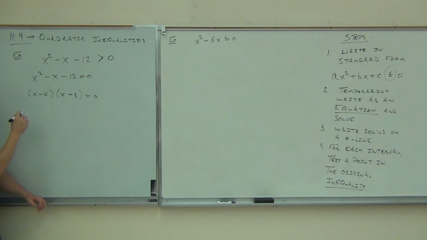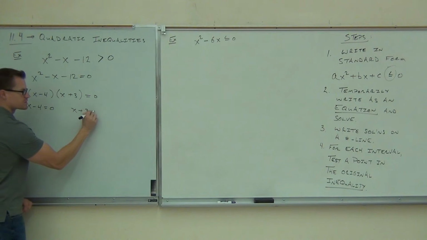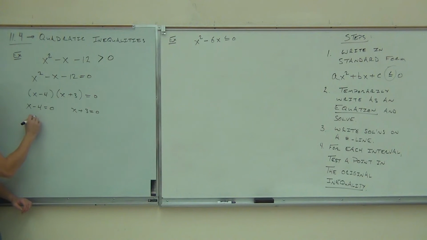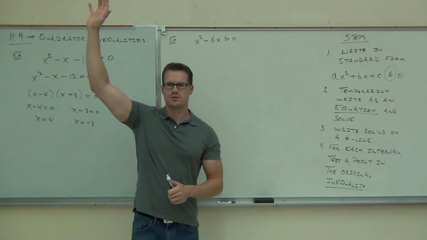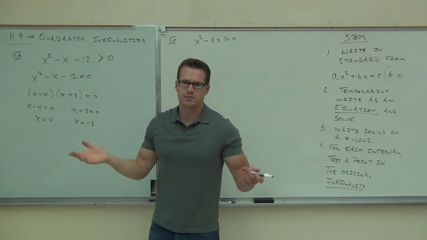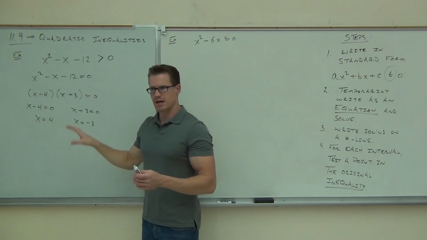So x minus 4 equals 0, x plus 3 equals 0. We get x equals positive 4 and x equals negative 3. I need a show of hands seeing if you made it that far. Good. Not a problem. We're just factoring. We just have those numbers.